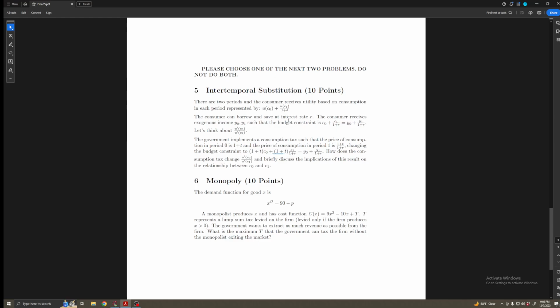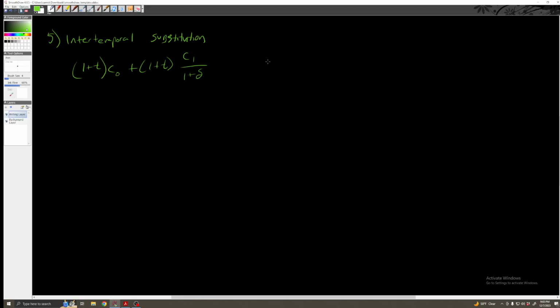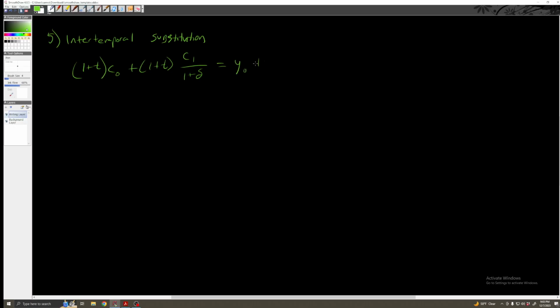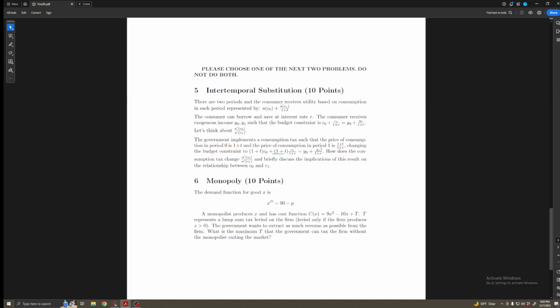And the budget constraint is unchanged, right? How does the consumption change? Okay, so then our budget constraint is going to be, I've written it here, binding, so it'll still be equal to our income in the two periods, and then the income in the second period divided by 1 plus the rate of return.